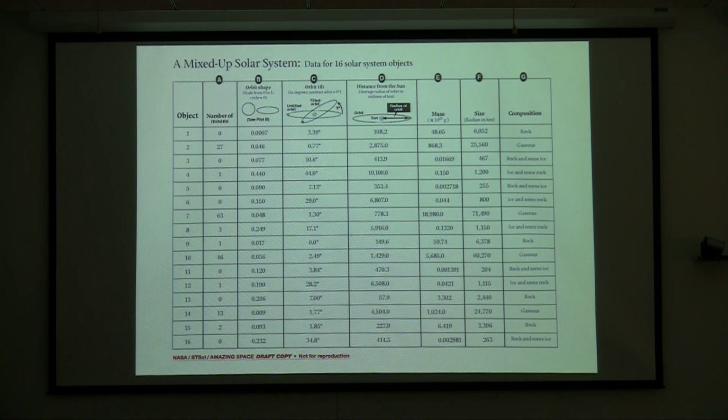The size in column F is the radius in kilometers. And column G is not mathematical, it is verbal. It is composition, and there are 4 different compositions: rock, gaseous, rock and some ice, ice and some rock. You'll notice one thing that we've done.